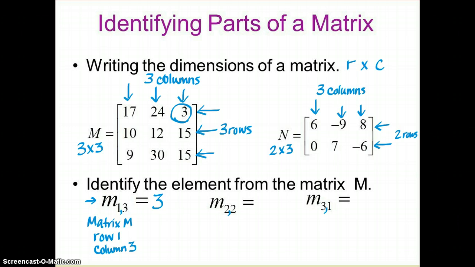Now if I finish up my other two examples here, M22 is row 2, column 2, and you'll see that that is a 12, and M31 would be the element that is in row 3, column 1, so I would say that that is going to be a 9. Okay, so you may see them with a comma between the two numbers, you may not. It doesn't matter either way, you're going to have the same thing, row first, column second, when you find those.